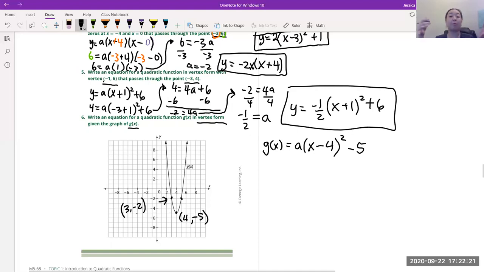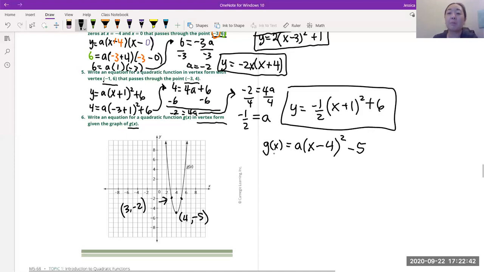I know it has to go through that point, 100%. If you want to try another point, you can do it. Actually, we might do that just to see if it works, right? And then let's plug this in. Remember I said g of x represents y, okay? g of x is to be more specific, like we're talking about this specific function here, and y is the more generic.